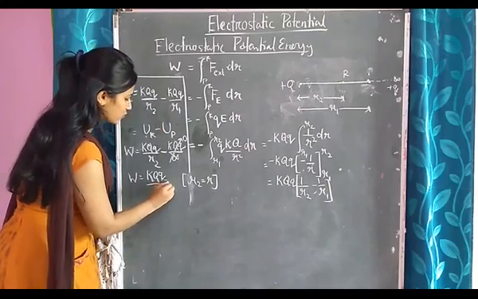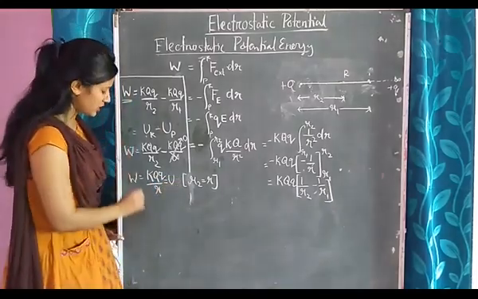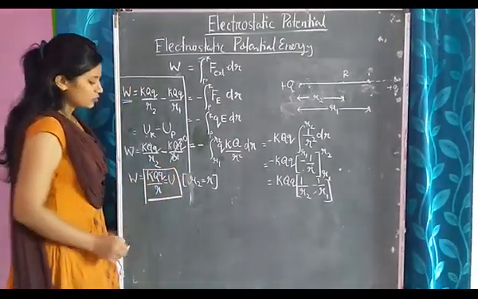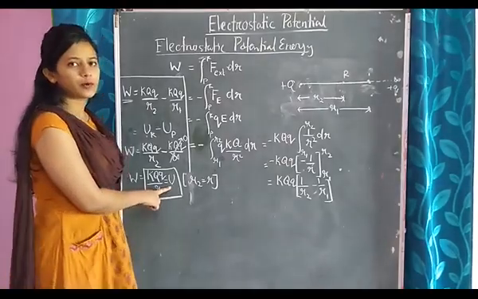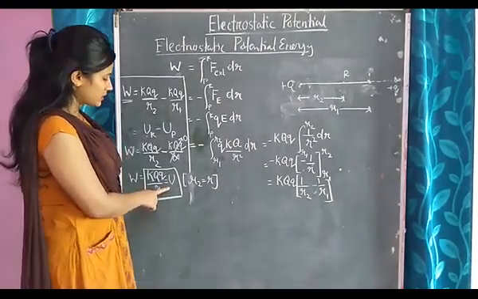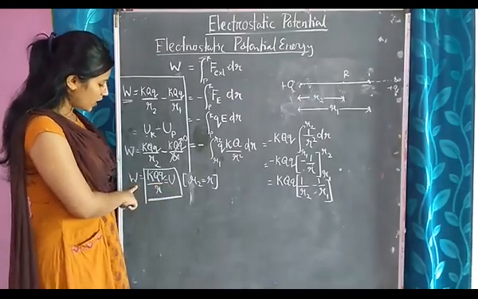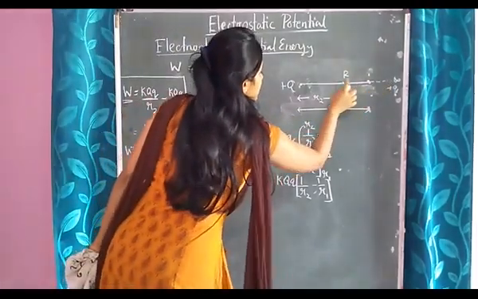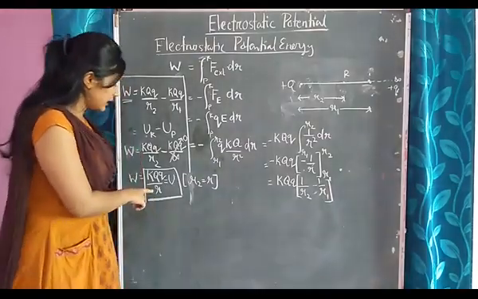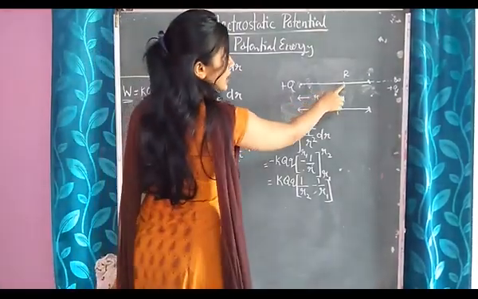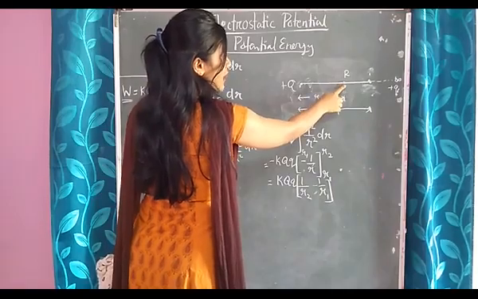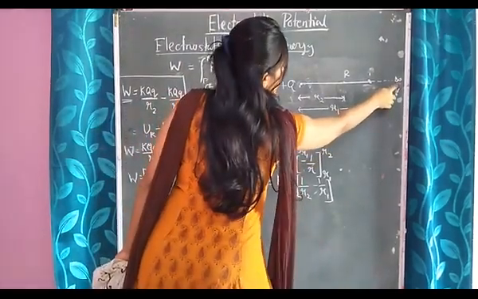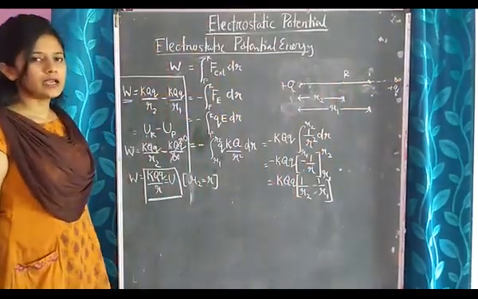Then we will write that W is equals to KQQ by R. And this work is stored as electrostatic potential energy at that point. So in order to define the electrostatic potential energy at a point, we will say that it is the work done in bringing the charge particle from infinity to that point. Again, electrostatic potential energy at a point is defined as the work done in bringing the charge particle from infinity to that point.